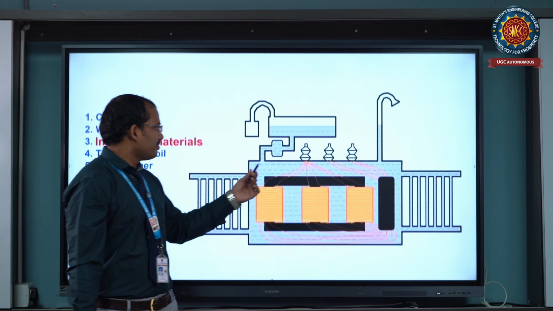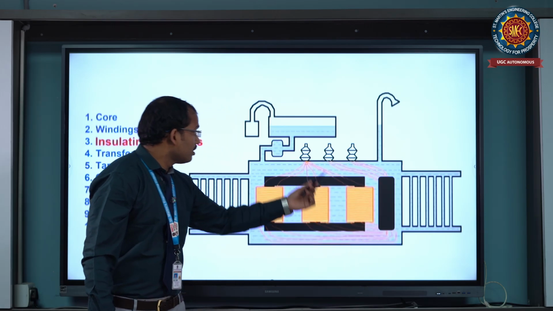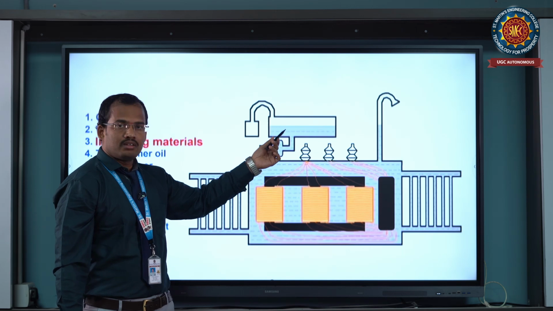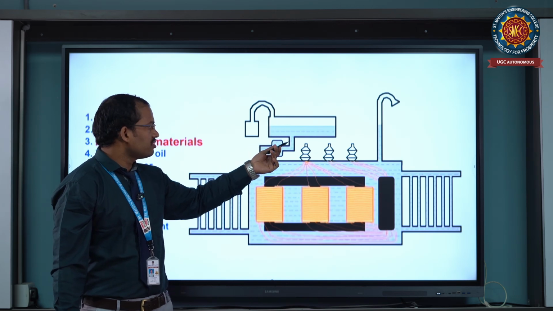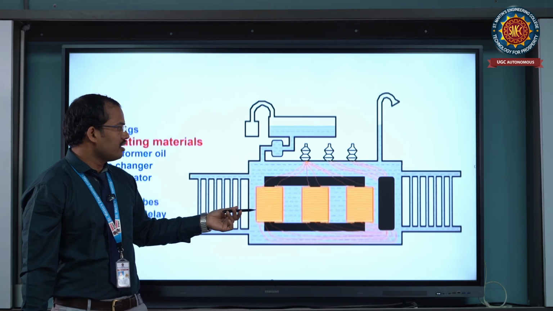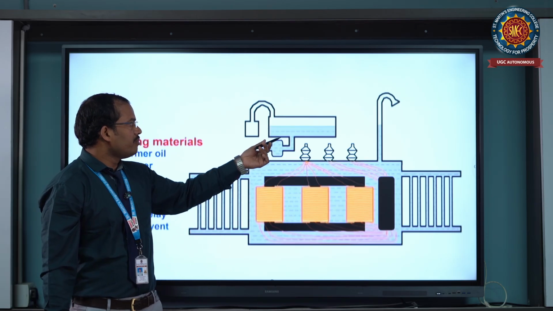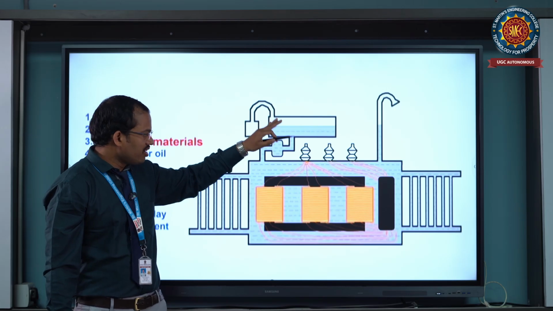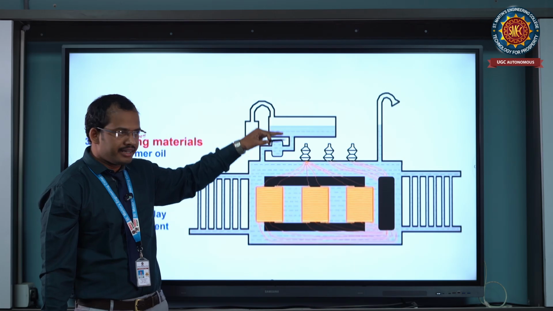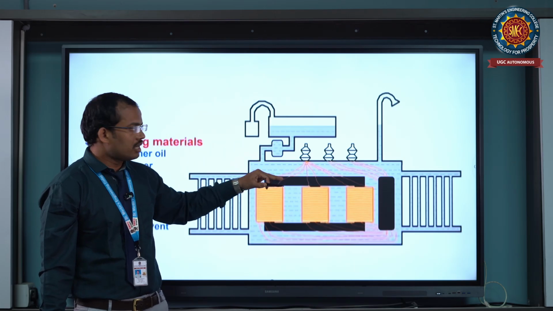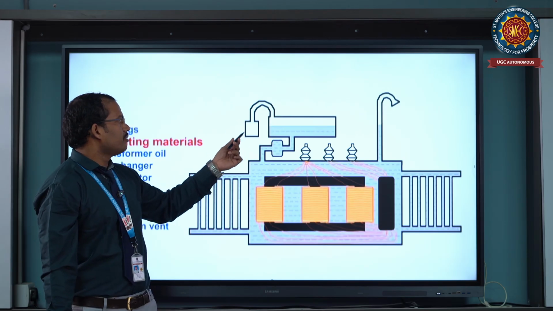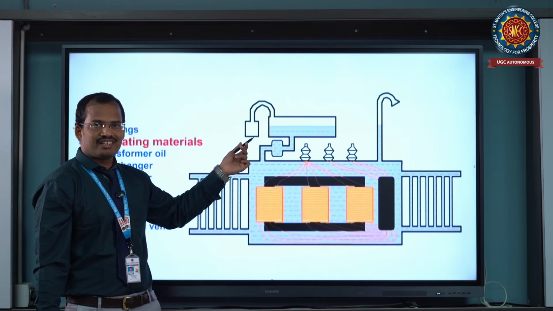Next, the conservator tank. This conservator tank is the inlet of the oil, used for cooling and pressure purposes. Pressure means when the load is high, the oil level increases, and when the load is low, the oil level decreases. So it increases and decreases depending upon the load of the transformer. And next, the breather. In the breather we use silica gel as the material.